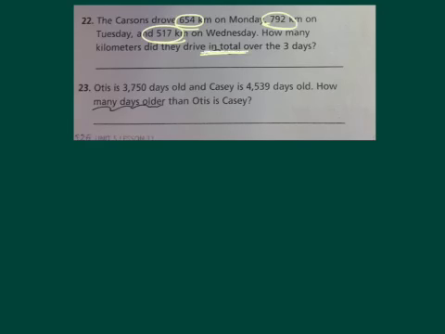Number 23 says, Otis is 3,750 days old and Casey is 4,539 days old. How many days older than Otis is Casey? How many days older, how much shorter, how much longer, how much more? We know that we are going to subtract.